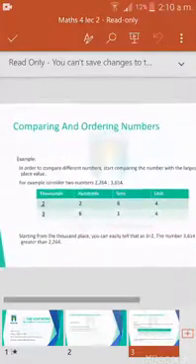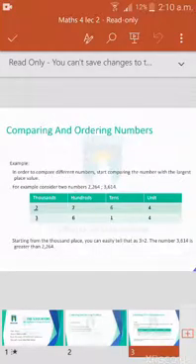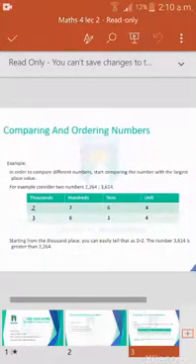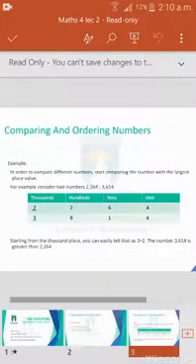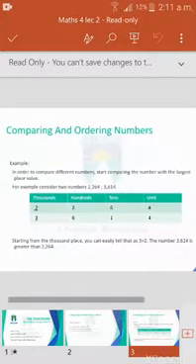Now in order to compare different numbers, start comparing the numbers with the largest place value. Now we'll find out which number is greater and which number is smaller. We would do it by comparing their place values on the thousand place. Since we have to find out from the thousand place, we would just compare its numbers.